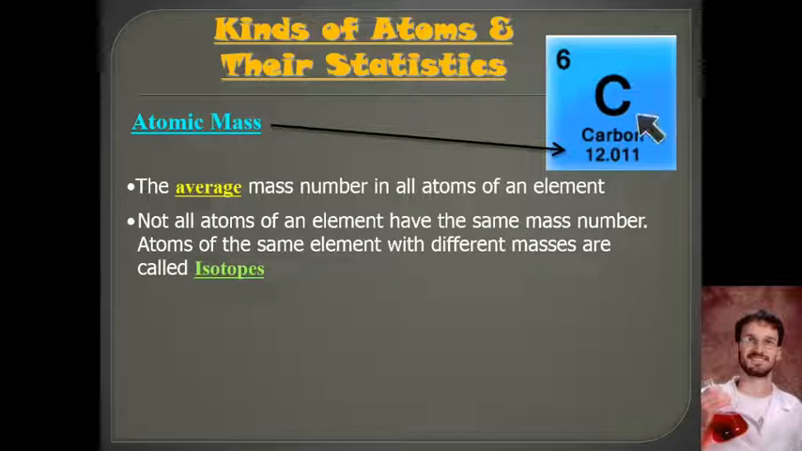So every atom of carbon has to have 6 protons. That's what makes it an atom of carbon. If an atom has 6 protons, it is carbon. That's where an element gets its identity. Its identity comes entirely from the number of protons.